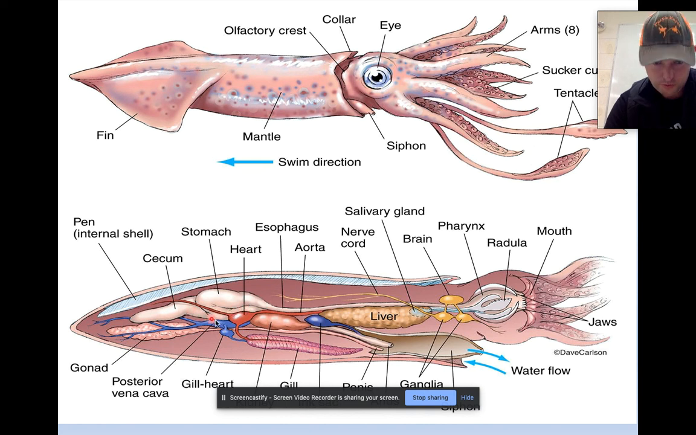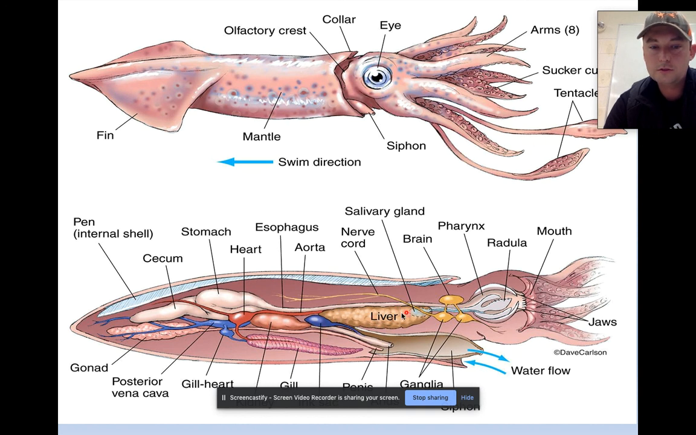Moving through, coming around underneath the heart here, out the anus. Here is a male squid, and we'll see the reproductive structures. We've got a penis, which means we're going to have our gonads up here, right? Our internal mantle here is the pen, which goes from the tip all the way up to the end of this collar, right? We have brain, we have ganglia, which means we're going to have a nerve cord.